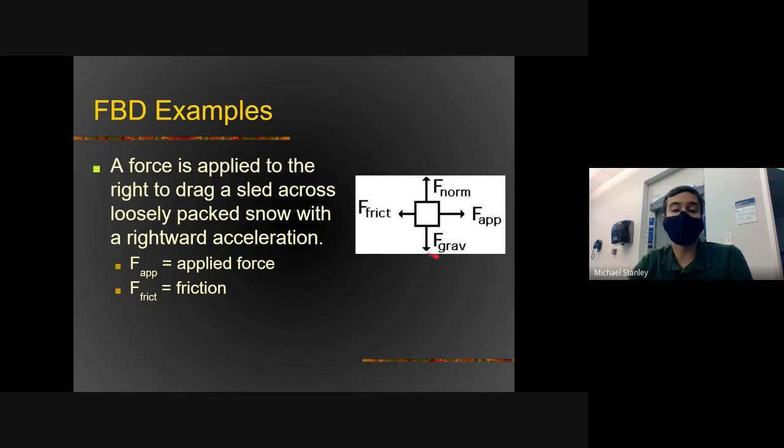And so the normal force and the gravity force are balanced. They're the same size, so we don't have any acceleration up or down, right? We only have acceleration to the right because our rightward applied force is bigger than our leftward friction force. We're overcoming friction and speeding up going to the right.